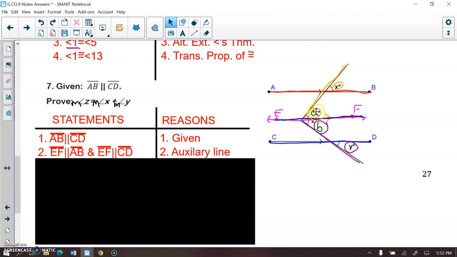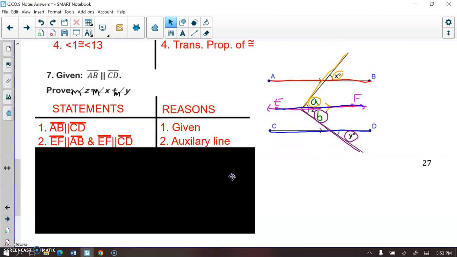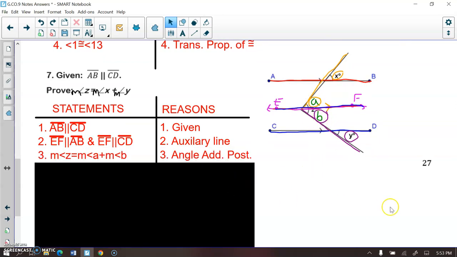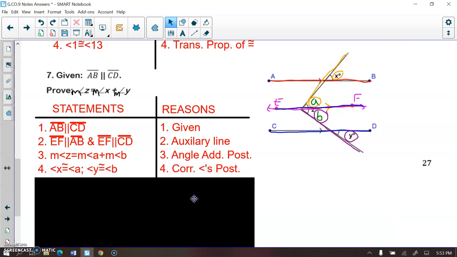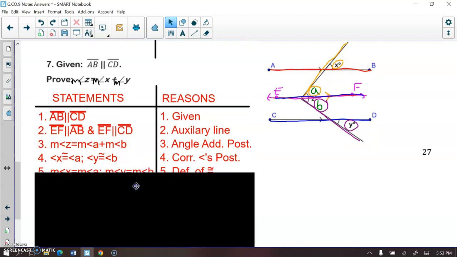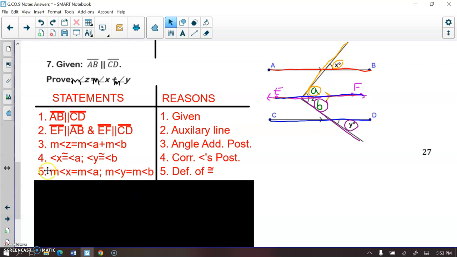But before I do, I'm going to use the angle addition postulate to say that the measure of angle Z is equal to the measure of angle A plus the measure of angle B. And then, like I said, I'm using the corresponding angles postulate to say angle X is congruent to angle A and angle Y is congruent to angle B. But in order to use steps 3 and 4 in conjunction with one another, I need to use the definition of congruence to state that the measure of angle X equals the measure of angle A and the measure of angle Y equals the measure of angle B.